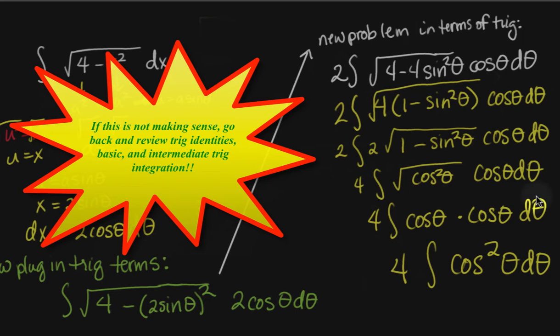This should be pretty straightforward. If not, go back and review basic trig, identities, Pythagorean identities, and trig integration. So now at this point, you should know how to do this also from basic trig integration.